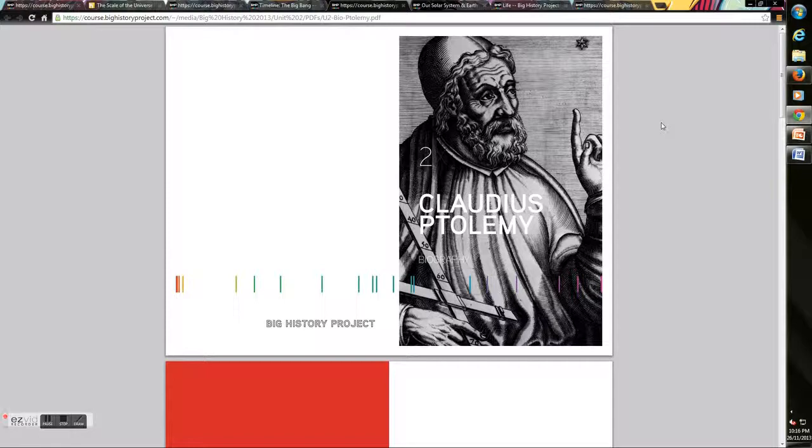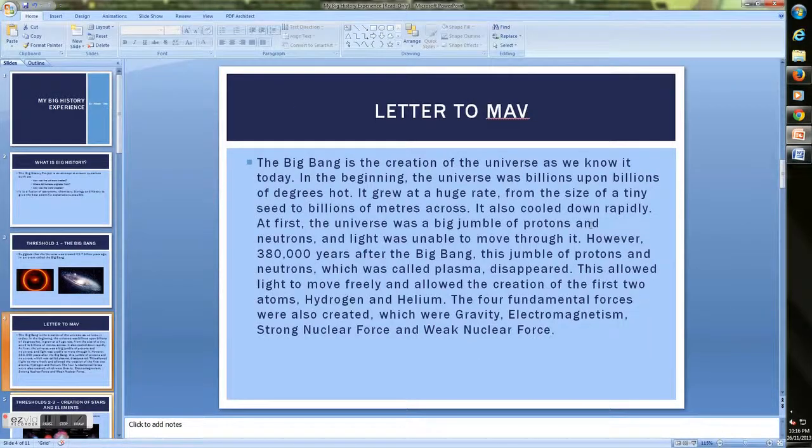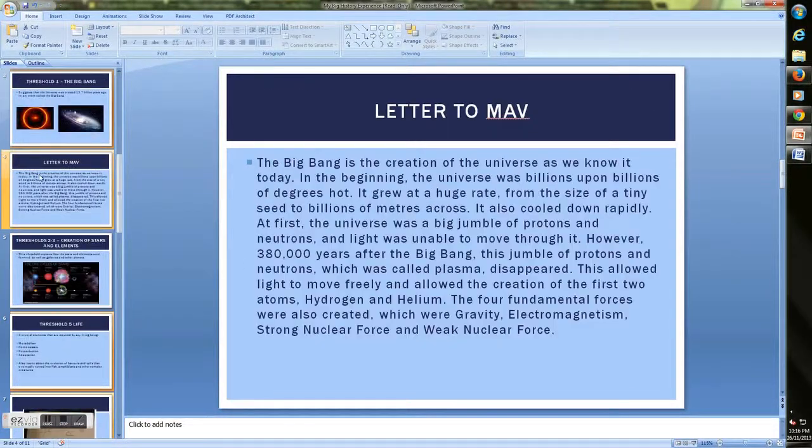In this threshold, we also did an activity which we called the letter to Mav. Basically, this is as if we're explaining the Big Bang to someone who's never heard of it before, or like a younger student in junior school. It's a pretty fun activity because you have to kind of explain everything a lot more.